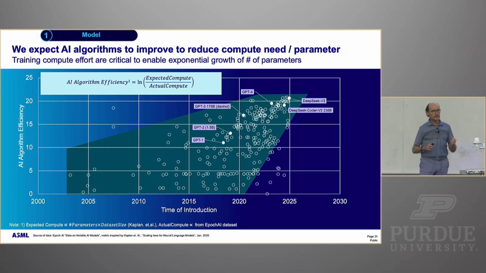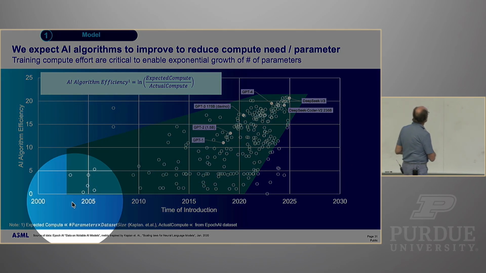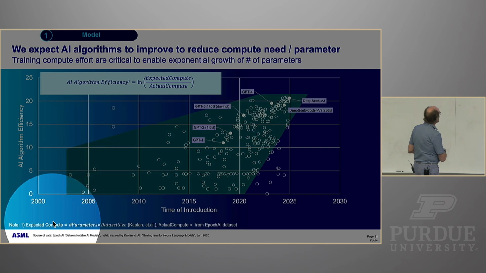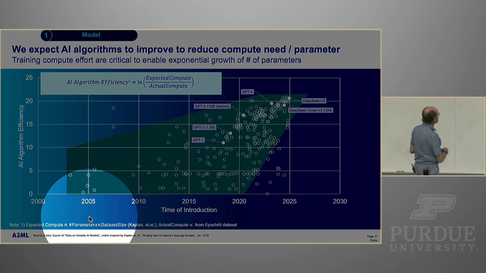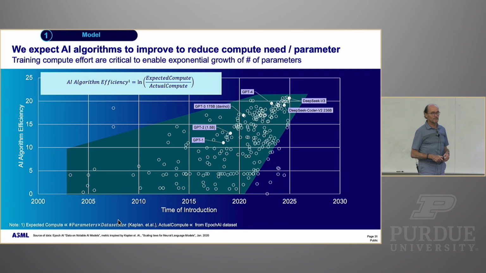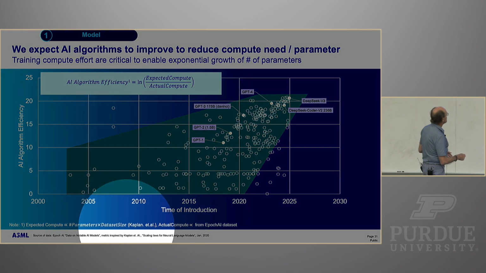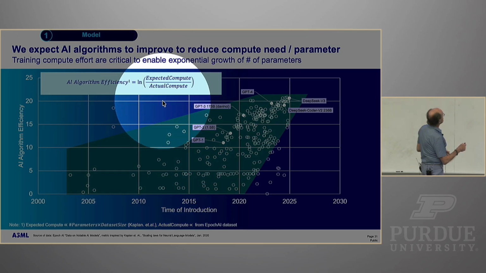Can we count on our software buddies and our algorithm buddies? What I'm showing here, you can see it at the bottom, the expected compute. If I have 10 times more parameters, I expect 10 times more computation. If I have 10 times more data and 10 times more parameters, I expect 100 times more if I just brute force it. And then we have the actual amount of compute. And I can take this ratio.